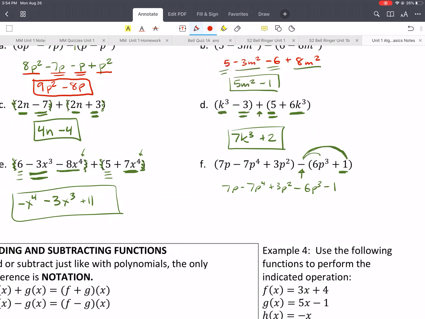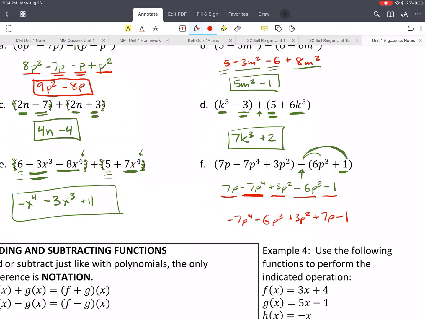So here we've got negative 7p to the fourth by itself. Then we have a negative 6p to the third by itself. And then we have 3p squared by itself. And then positive 7p by itself. And then a negative 1.